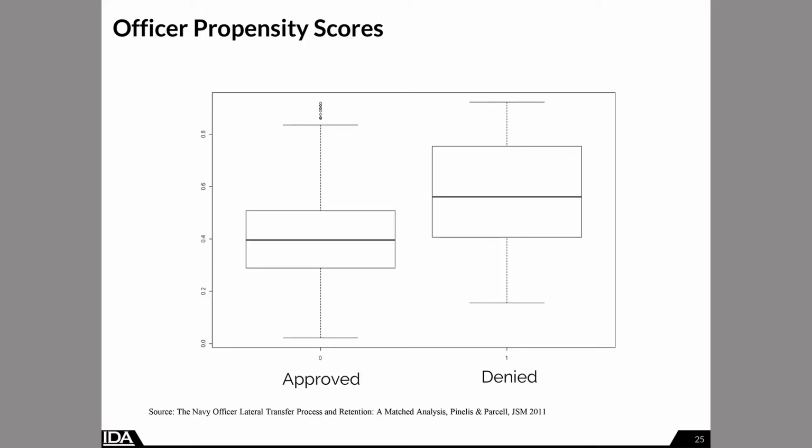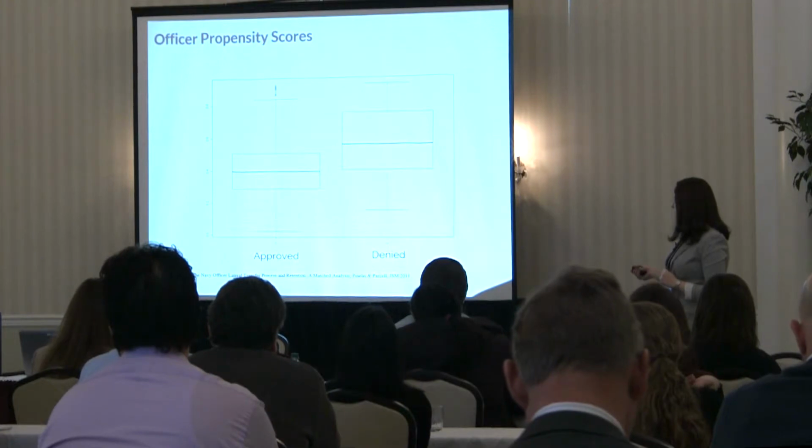So for our Navy officers, going back to that example, these are the box plots for the propensity scores. And so what we see here is the denied officers were more likely to be denied. That's not entirely surprising. There's actually a decent amount of overlap here. There's a bunch of officers down here who got approved, who it looks like never really had the chance to be denied. They were just superstars. Maybe they were really needed in the communities where they applied to, and they had no chance of getting denied.